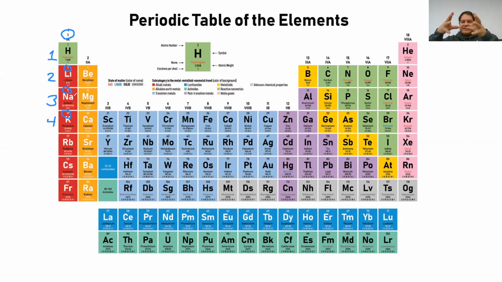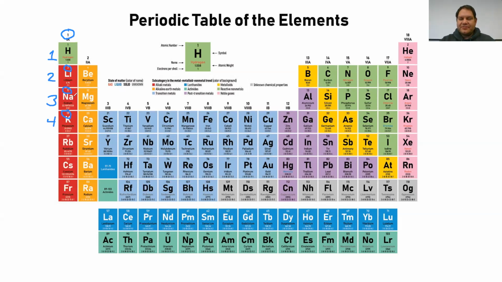Remember, as we're going down the periodic table in a group, we're adding more electron shells, okay? That's making those electrons further and further away from the nucleus. Specifically, the valence electrons are getting further away from the nucleus. And because those valence electrons are getting further away, the protons in the nucleus have less of an attraction on the valence shell.